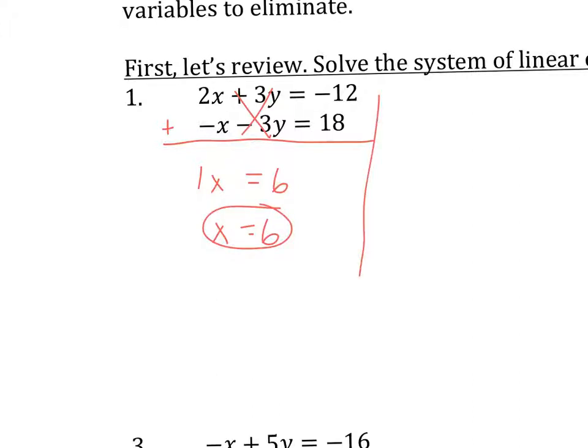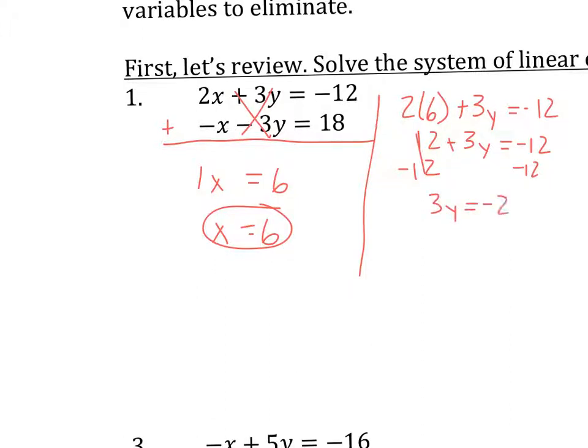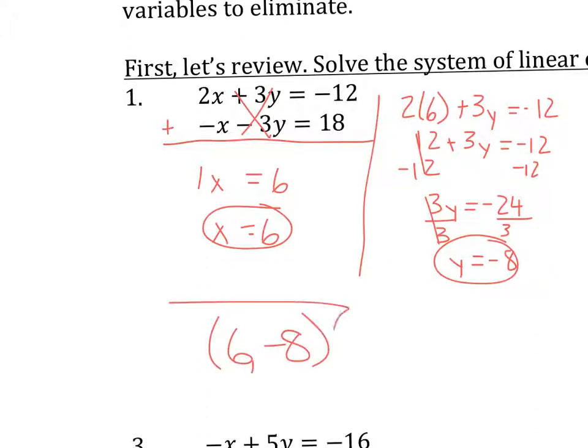Okay, then I need a y to go with it. So I take that x value of 6 and plug it in. So I choose one of my two equations. I'll pick the top one because there aren't negatives. So 2 times the x value just figured out, 6, plus 3y equals negative 12. 2 times 6 is 12. So opposite operation would be subtract 12. So 3y equals negative 24. Divide by 3. And y equals negative 8. So then I have an x and a y. 6, negative 8 is my final answer.